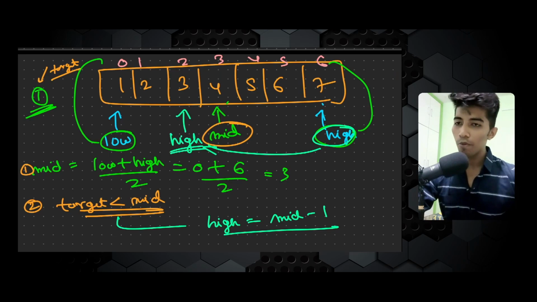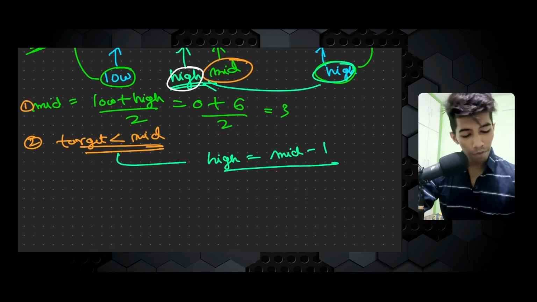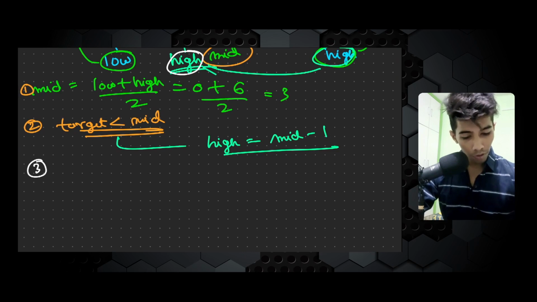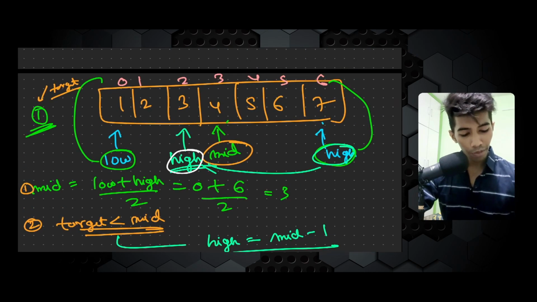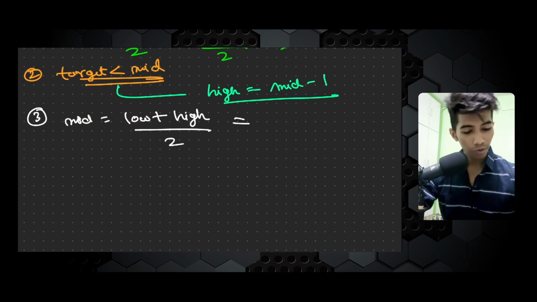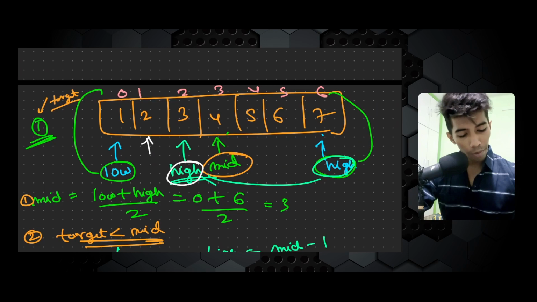My high will be moving here, and then again I will be comparing, again finding the mid. So again my mid will be low plus high divided by 2, and this should be returning 0 plus 2 by 2, which is 1. So right now my mid will be here.